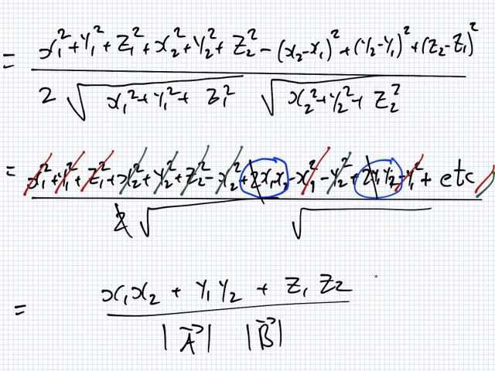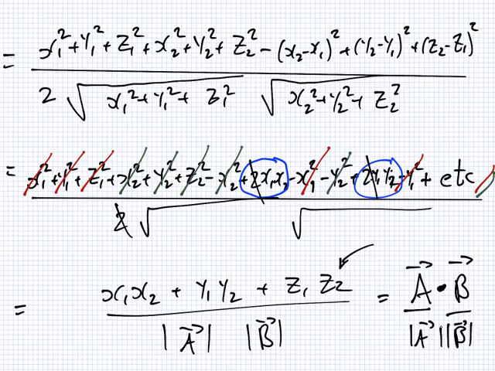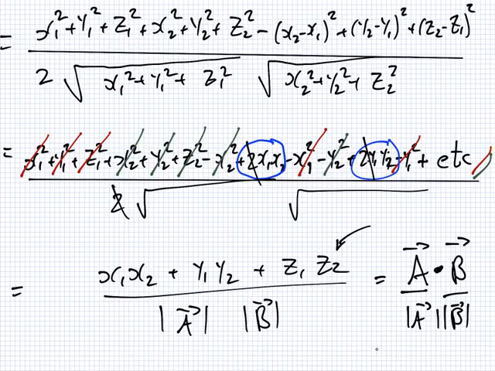Do you notice what the top is equal to? Does it look familiar? Yeah, the dot product. So you're left with A dot B over magnitude of A, magnitude of B. But even that looks, I hope, familiar. Does that look familiar? A over its magnitude?